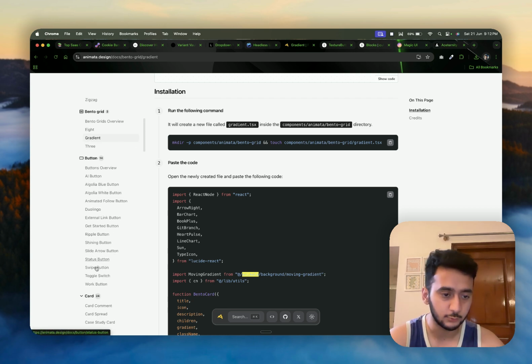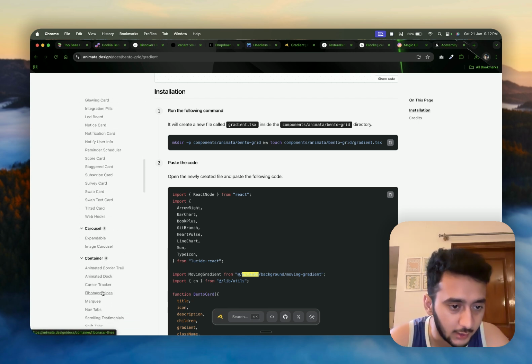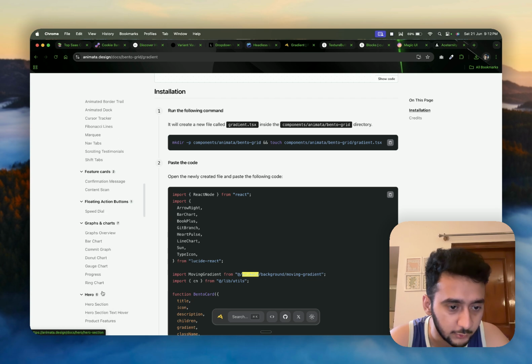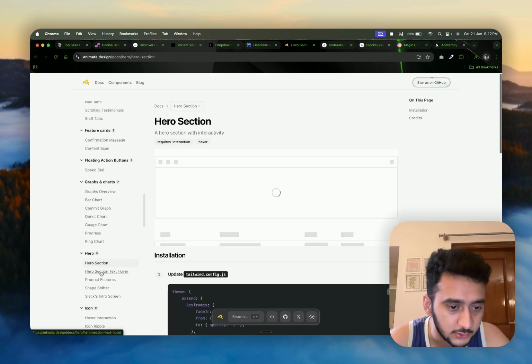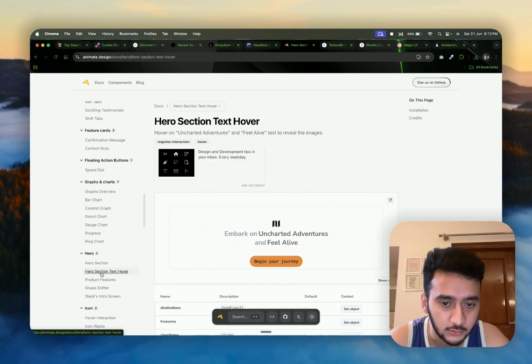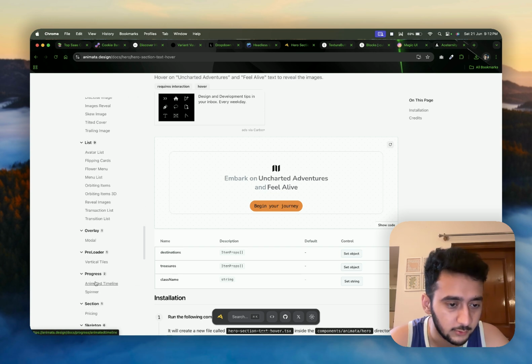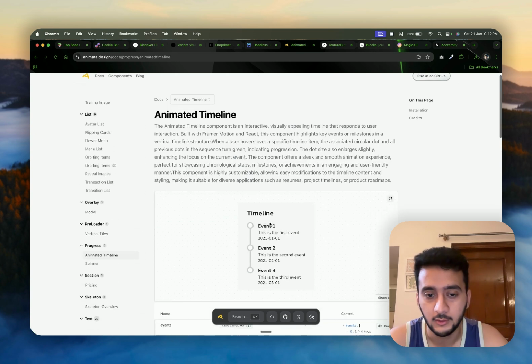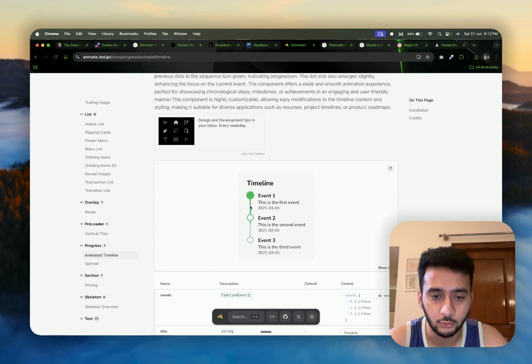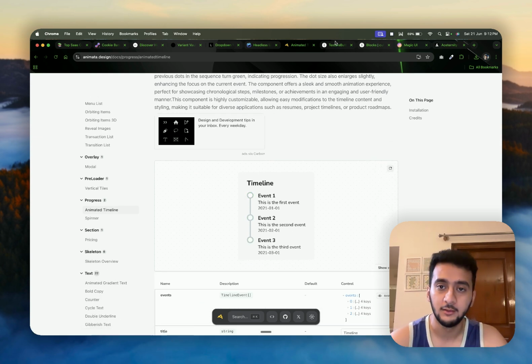Other than that, I think it's mostly buttons. I did like their cards, and this, where was it? Hero section with text over. Yeah, I can find it. Image list preload animated timeline. Yep, this is neat. This is something I was planning to use in my personal portfolio as well. So this is something I had in mind.